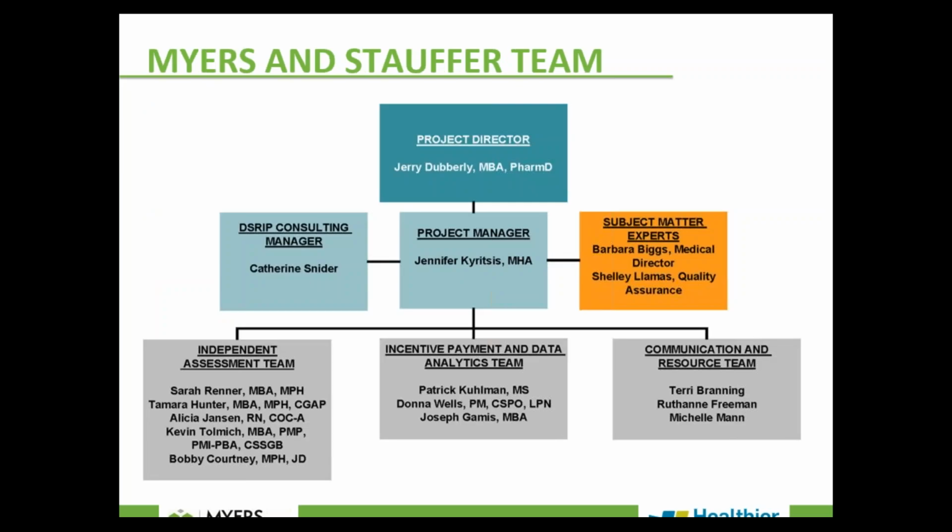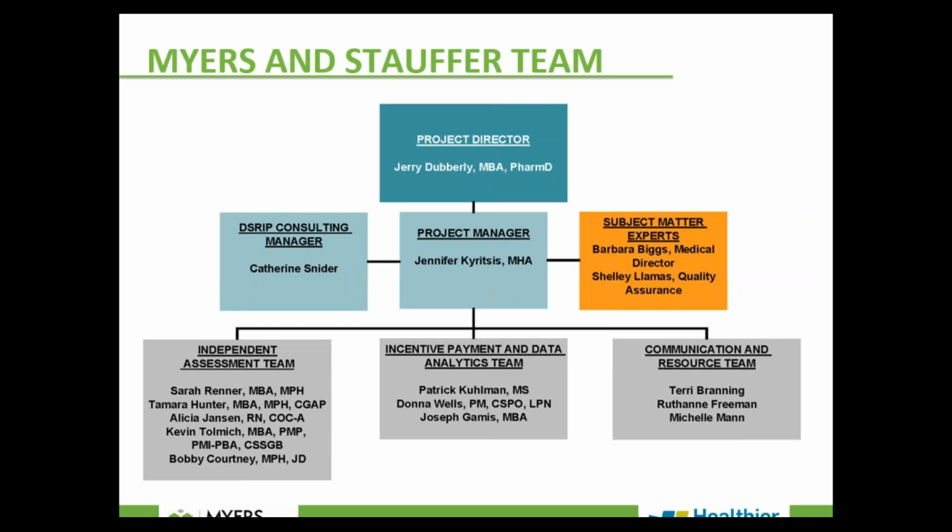So what you see here now is a graphic depiction of our organization, the team that we bring to this project. You'll see that at the bottom part of the organizational chart, there are 3 distinct teams. These teams have been established as part of the work order for this project and will support the engagement throughout. There are other members of the team, a support team, that support these individuals.